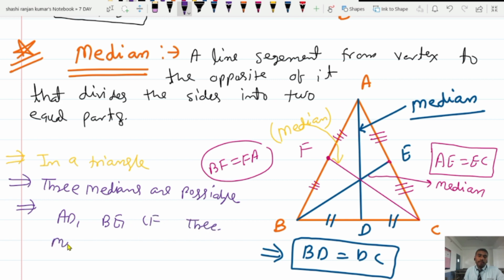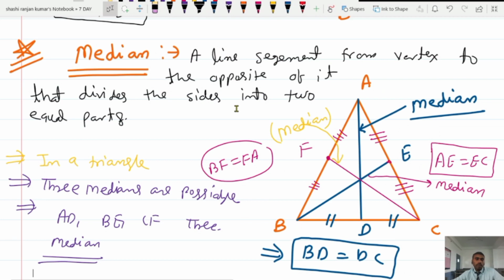So in a triangle, how many medians can be drawn at most? 3 medians can be drawn in a triangle. Got it? Is it clear? Noted up to here?